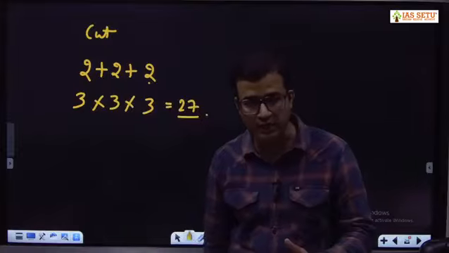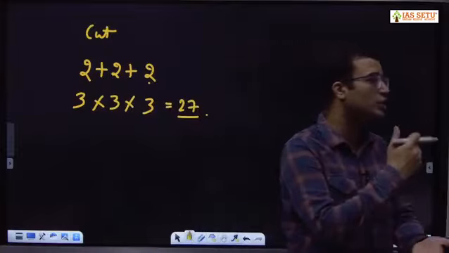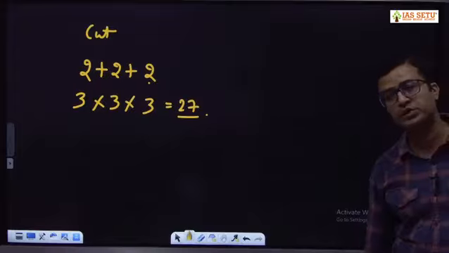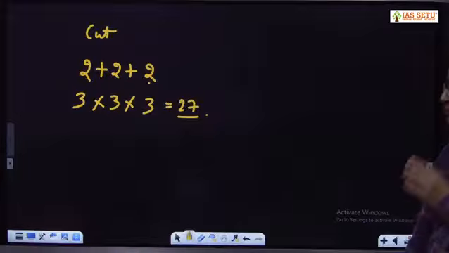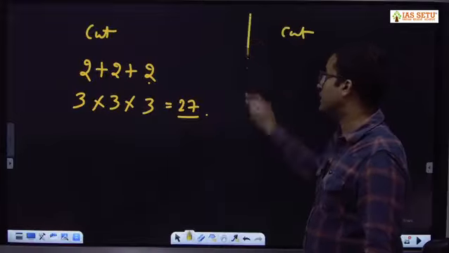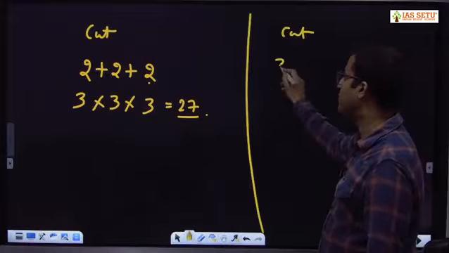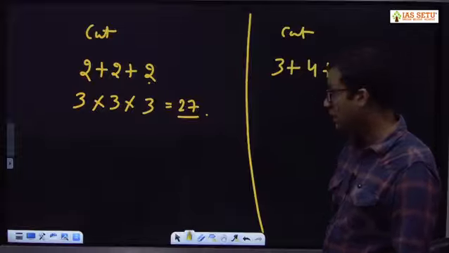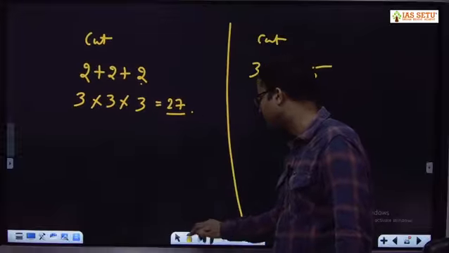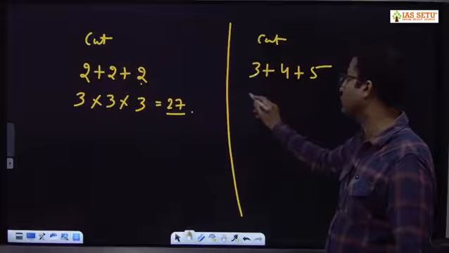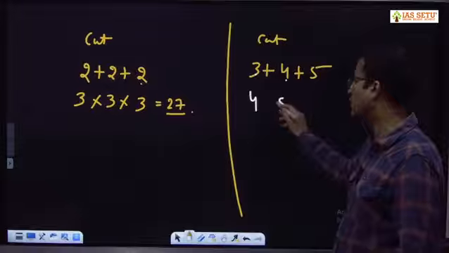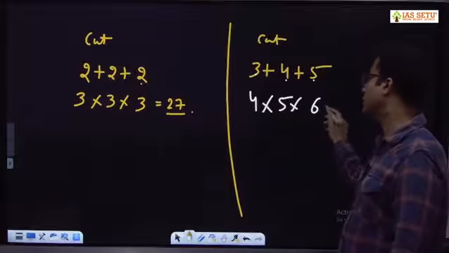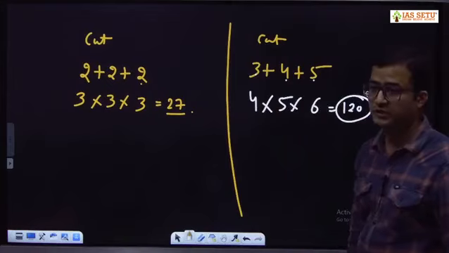If you have a cake, you make 2 cut along x-axis, 2 cut along y-axis, 2 cut along z-axis. Your total number of pieces is 27. Now, next question. If the examiner asks you to make 3 cut on x, 4 cut on y, 5 cut on z, how many pieces will be there? So 3 cut gives you 4 pieces, 4 cut gives you 5 pieces, 5 cut gives you 6 pieces. So it is 20 into 6, 120 is your answer.